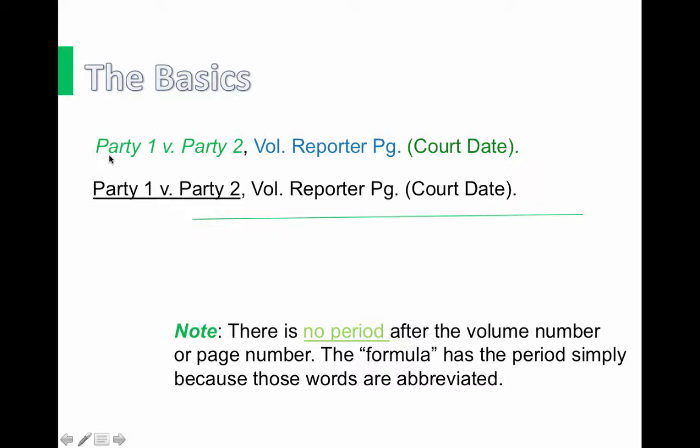Secondly, the reason why there's two different options is because you can either italicize or underline your party names, but just be consistent throughout your document. Just choose one and stick with it, and do not include the comma in that. So the comma should not be italicized and the comma should not be underlined.